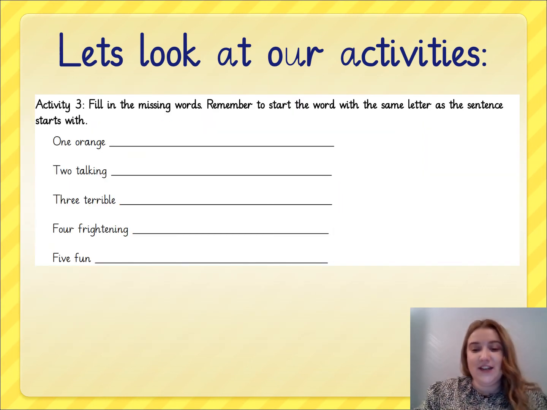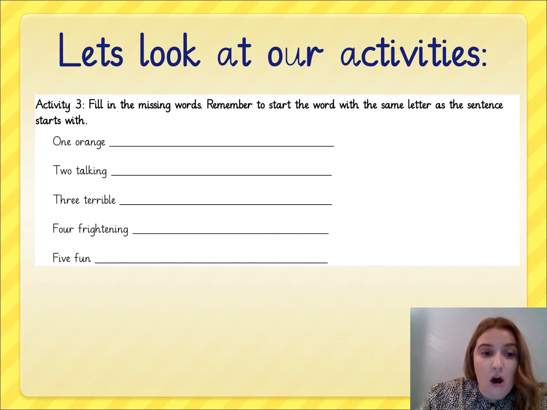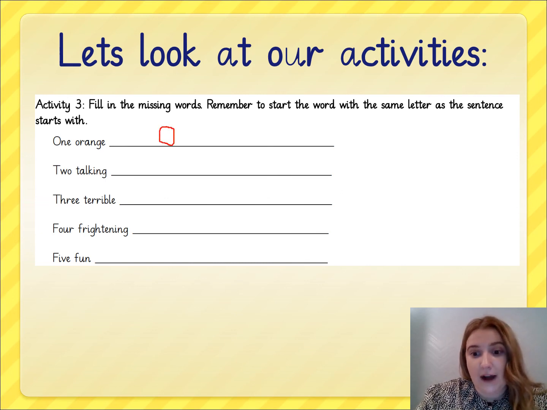And finally, this is your third activity. This time you're not choosing any words from a box, you're making them up. So remember to start the word with the same letter as what the sentence starts with. The first one says one orange. You would have to think of something that starts with the letter O, maybe orangutan. That's just the first thing that popped into my head. Then it says two talking, three terrible, four frightening, and five fun. Maybe fish, five fun fish.